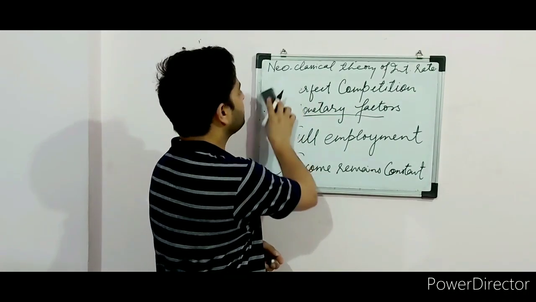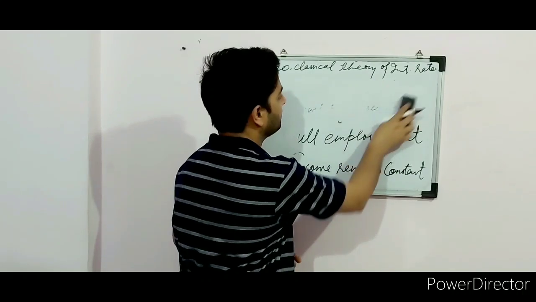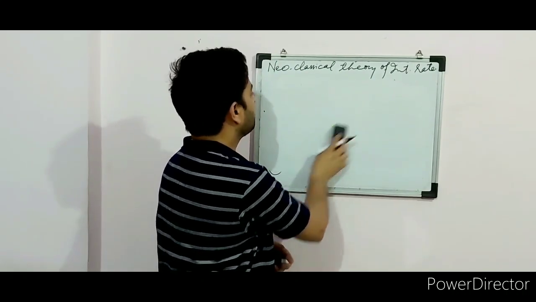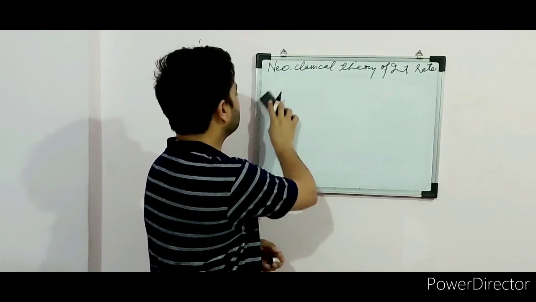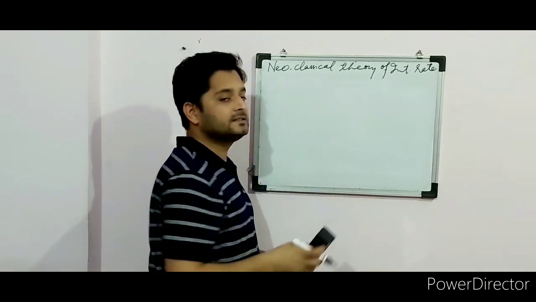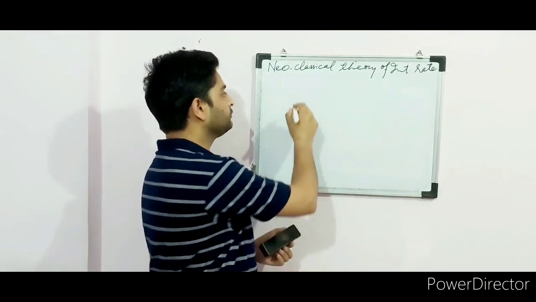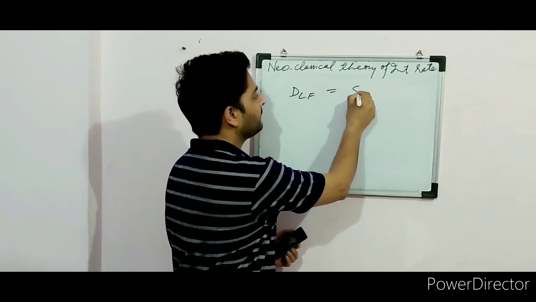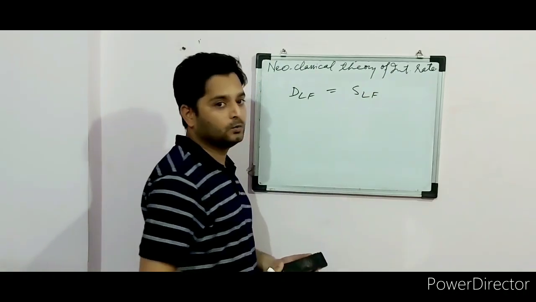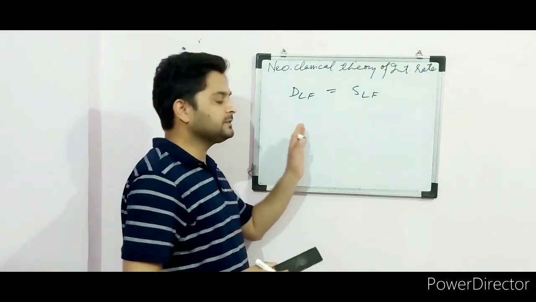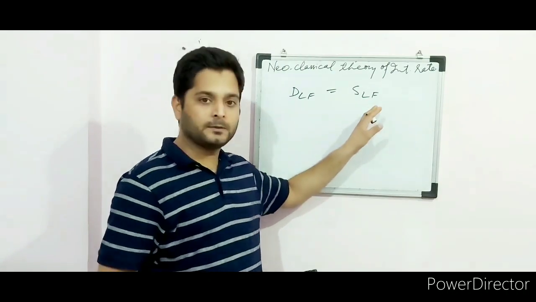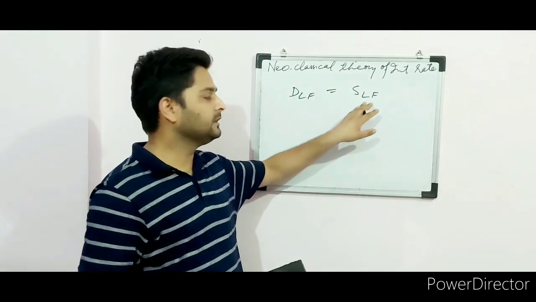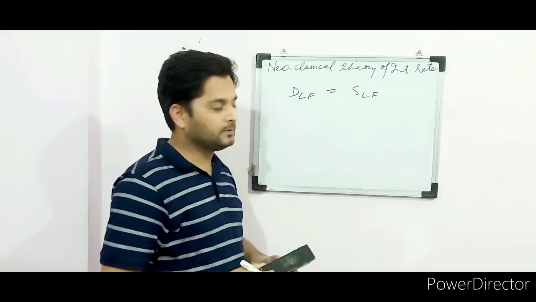So as we know, the definition of the loanable funds theory or new classical theory of interest rate is that the equilibrium interest rate is determined where the demand for the loanable funds and the supply of the loanable funds are equal, right? So this means that there are two segments in the theory. First is the demand for the loanable funds and the other one is the supply of the loanable funds.